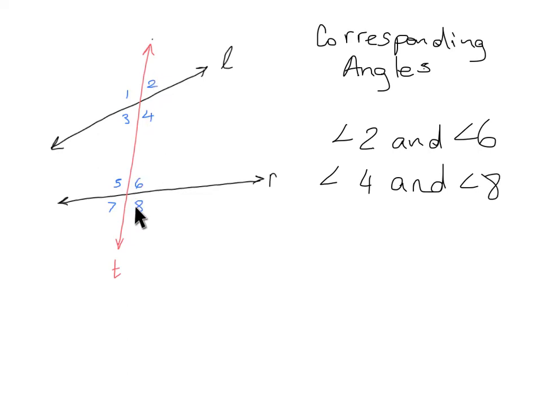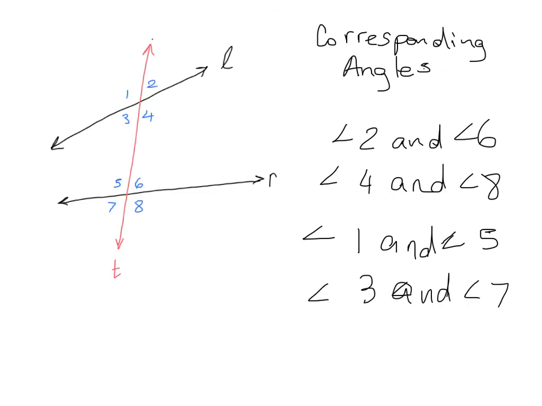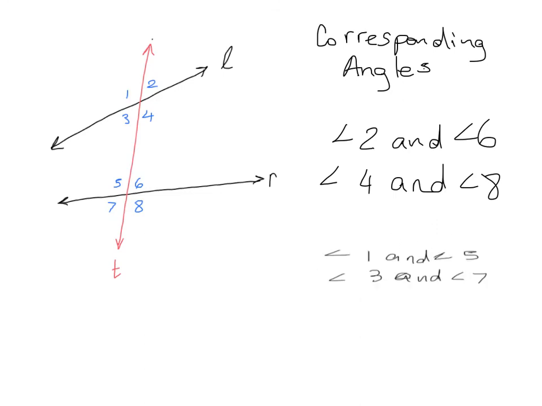There are more corresponding angles over here on the left side of the transversal. So what are they? Well, one of them is angle 1 and 5 because they're both on top. And we have on the bottom angle 3 and angle 7. So all of those pairs are corresponding angles. And in another video, we'll be looking at what the transversal does when it cuts parallel lines, what the measures of those angles will be. So stay tuned.